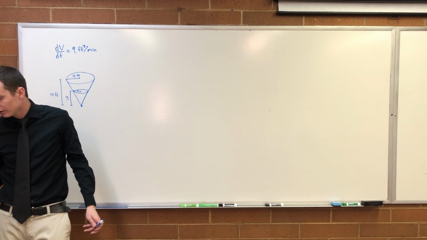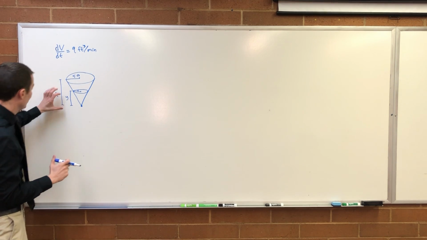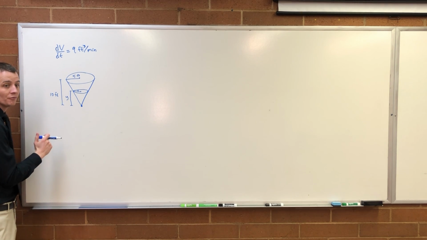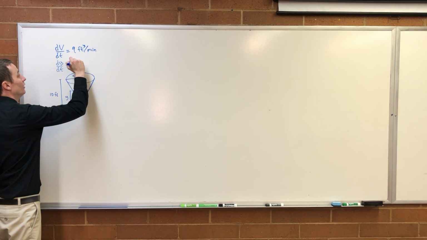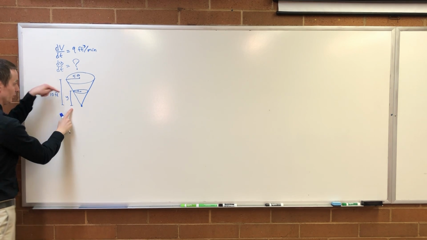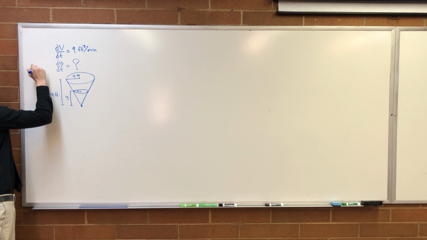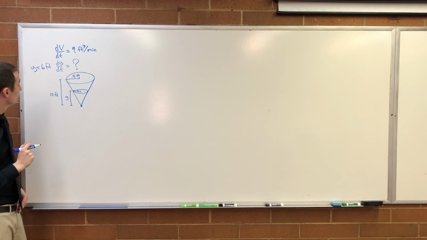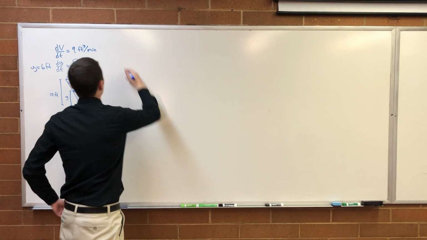How fast is the water level rising when the water is 6 feet deep? So I am looking for dy/dt. This is what I'm looking for. How fast, because y I'm using to represent my water level, when y is equal to 6 feet. So I have some of my basic information right there. Okay, so let's get started on this problem.